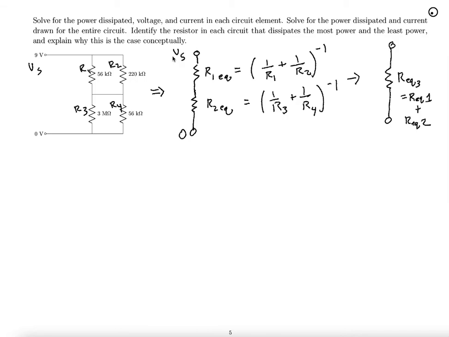The current through the entire circuit will be ES over R equivalent 3. The power in the entire circuit will be this total current times the supply voltage.